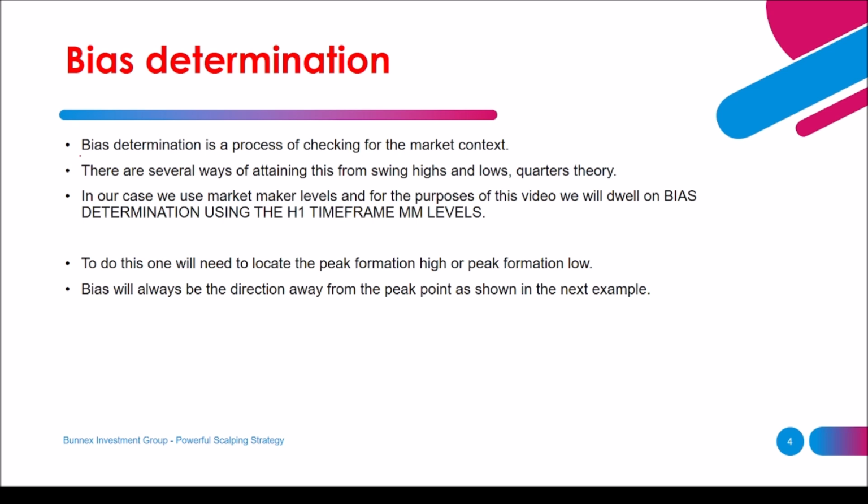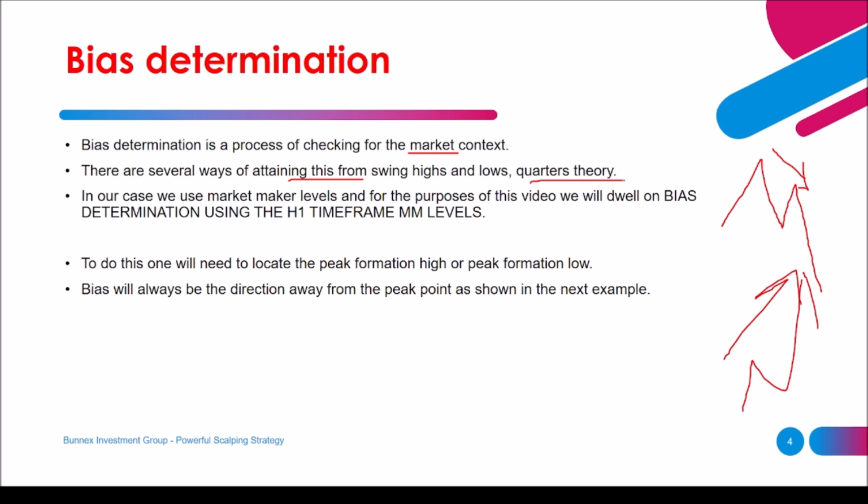So the first topic is bias determination. And this is a process of checking for the market context. Are we going up or are we going down? There are several ways of attaining this, from swing highs or swing lows like this. Having swing lows like that will mean that we are in a downward market context, and having swing highs like this means we have an upward market context, or the quarters theory.